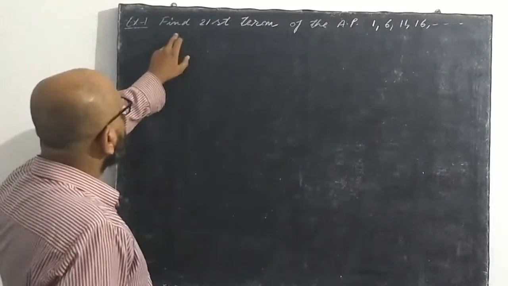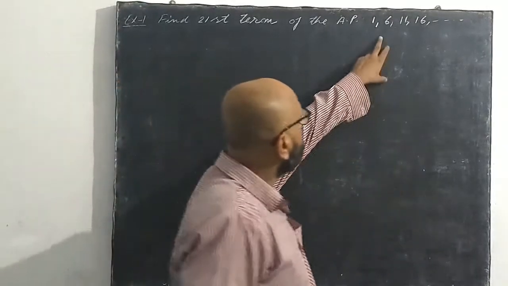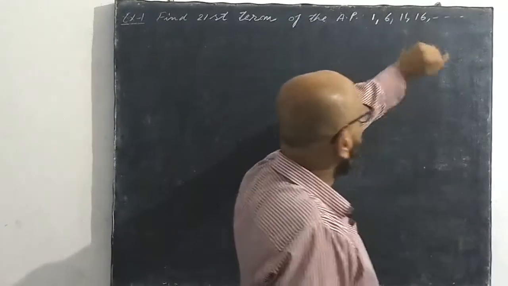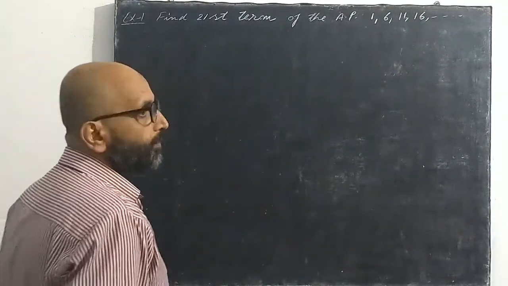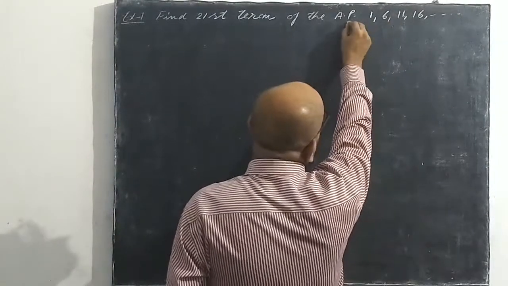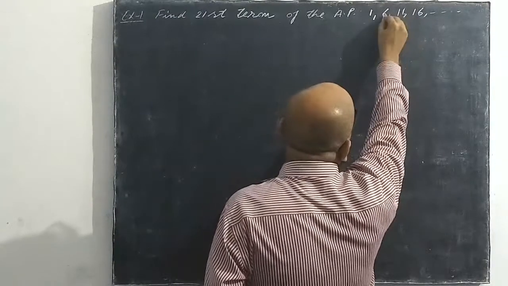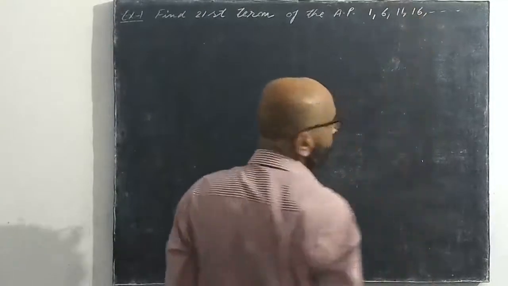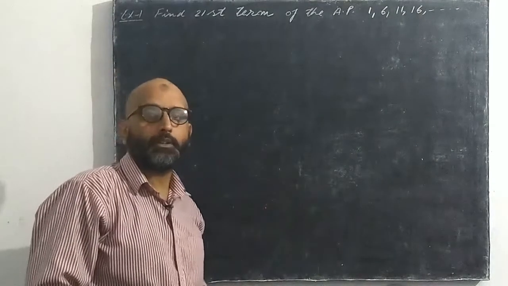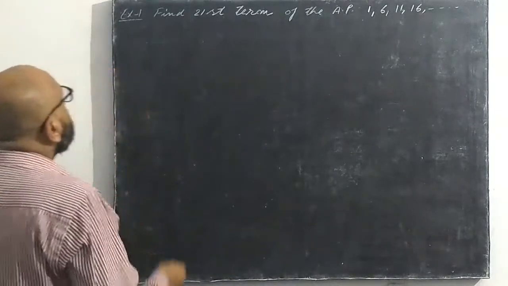For example, the question is find 21st term of the AP 1, 6, 11, 16 and so on. So simply if we observe it in an AP, if it is not mentioned in the question itself, 6 minus 1 is 5, 11 minus 6 is 5, 16 minus 11 is 5. So the difference between every two consecutive terms is constant, so that is an AP.